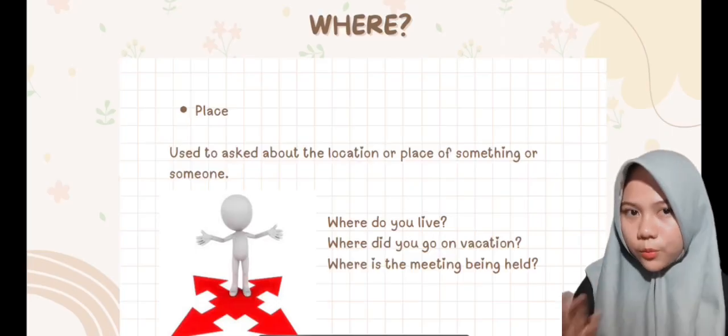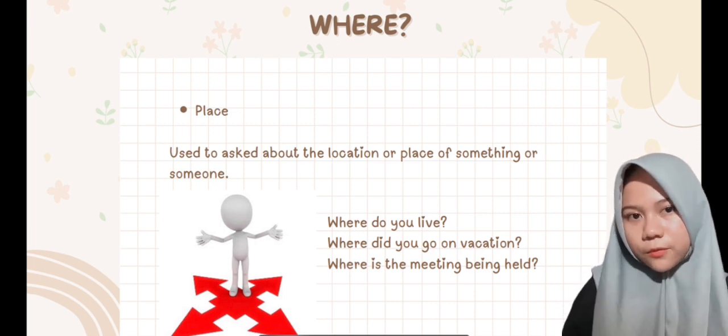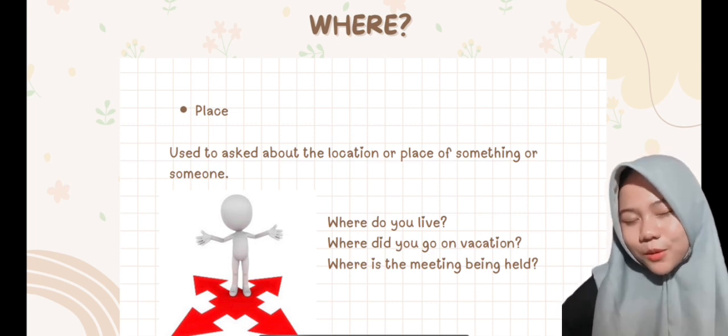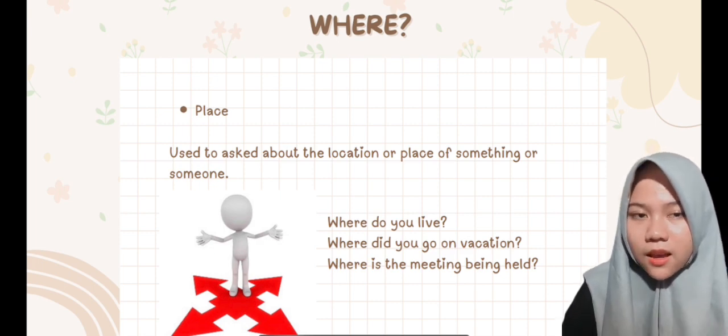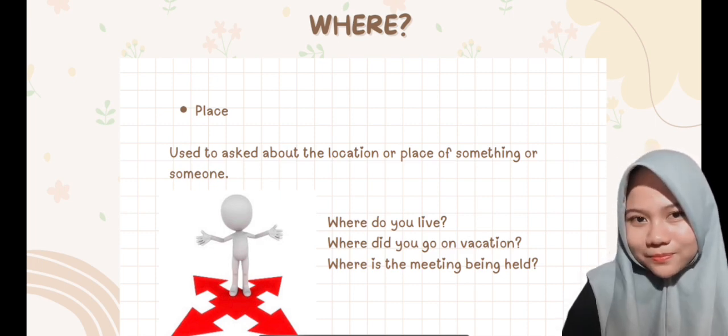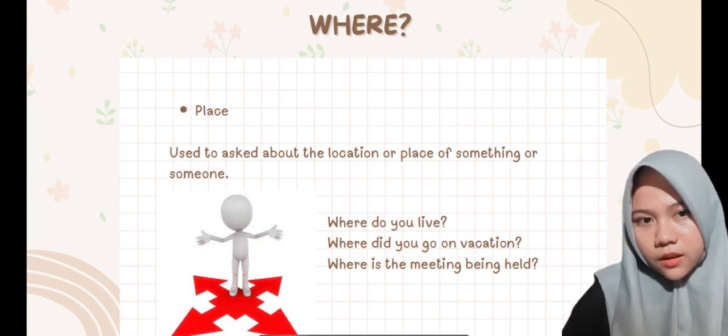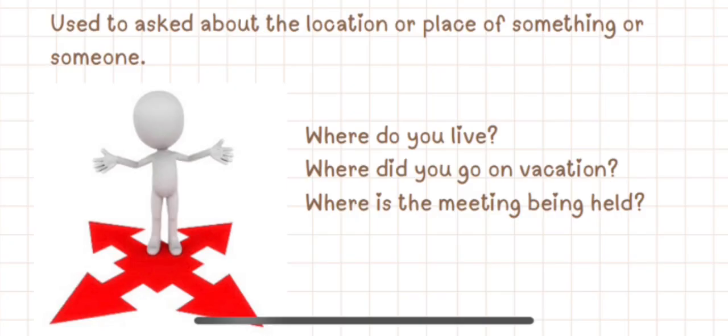The next is where, which is asking for the place. So where is used to ask about the location or place of something or someone. For example, where do you live? Where did you go on vacation? Where is the meeting being held?